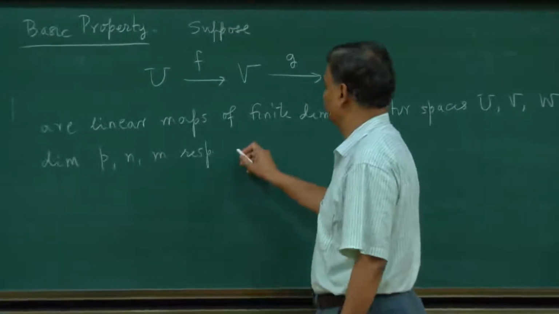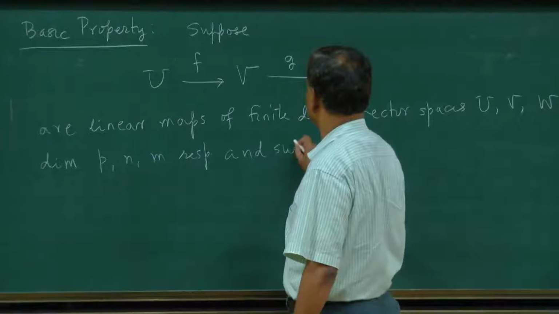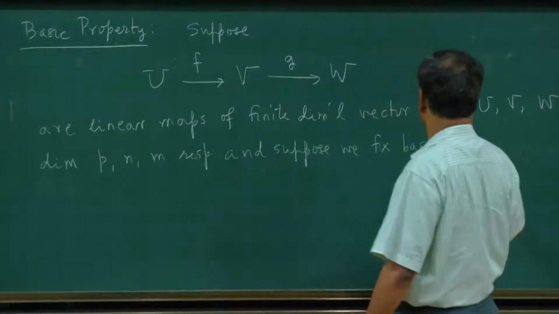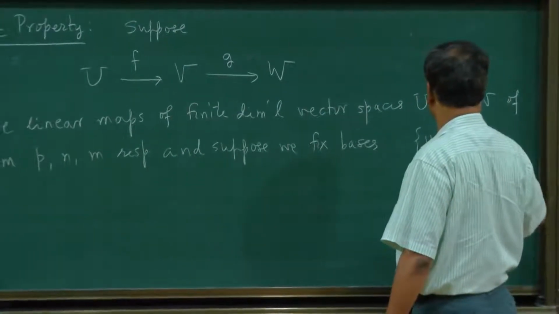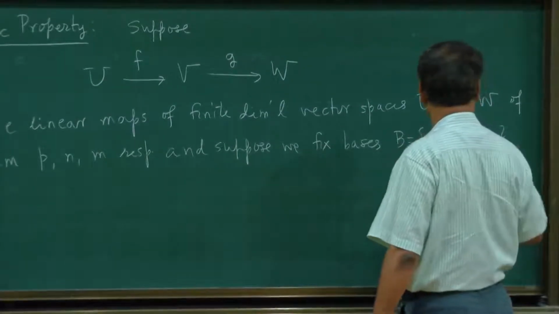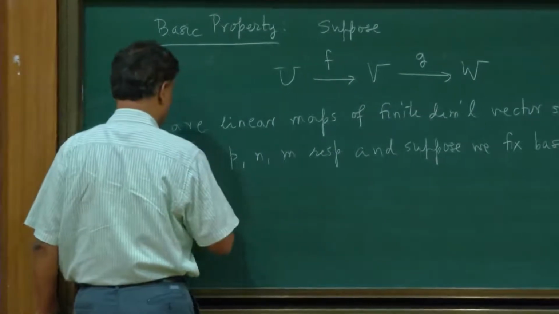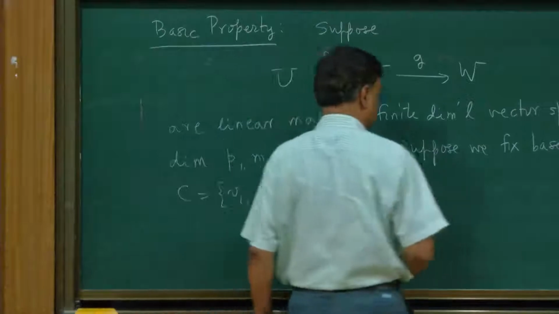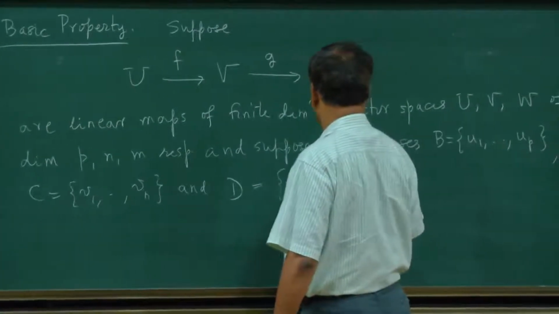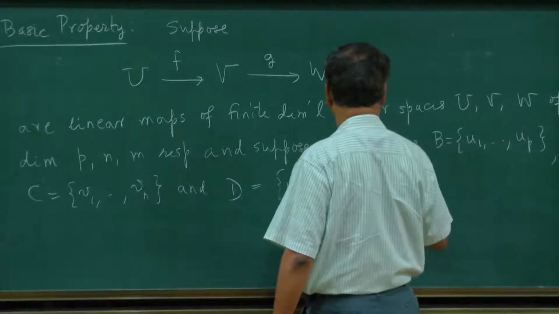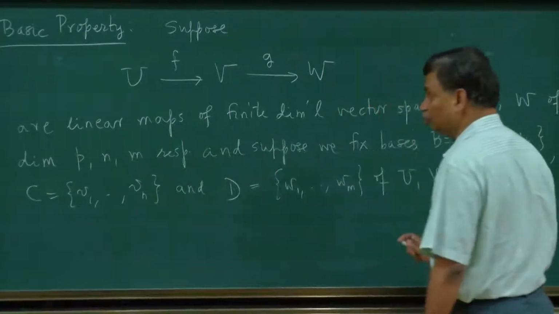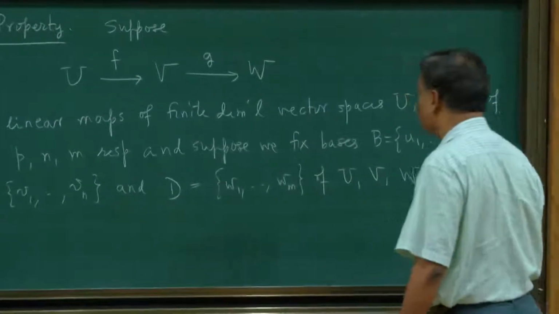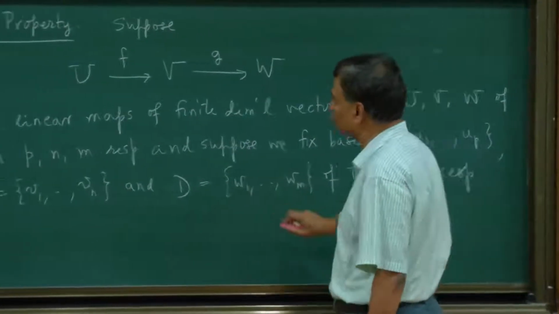and suppose we fix basis, maybe u1 to up, let's say call it b, b1 to bn, and w1 to wm of U, V, W respectively. Okay. So now when I have such a map, of course I can cook up a new map which goes from U to W.